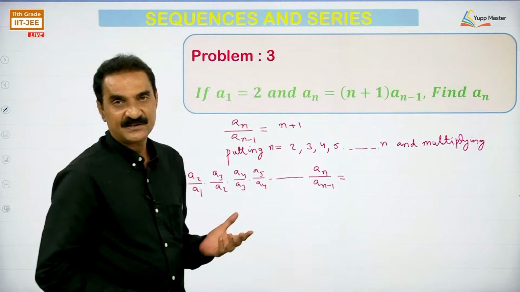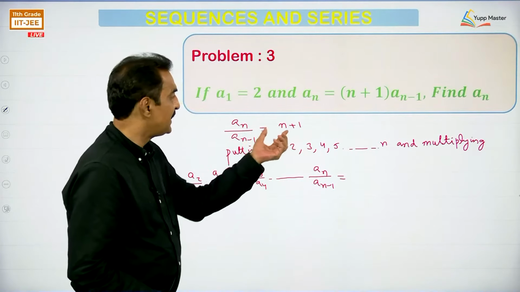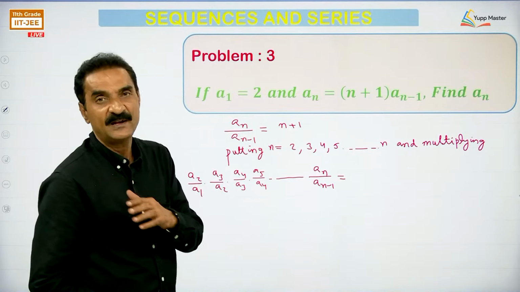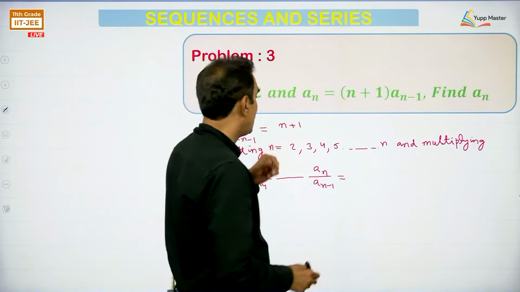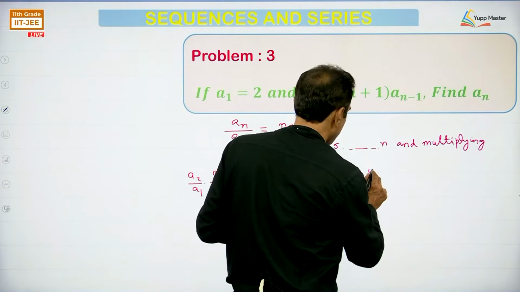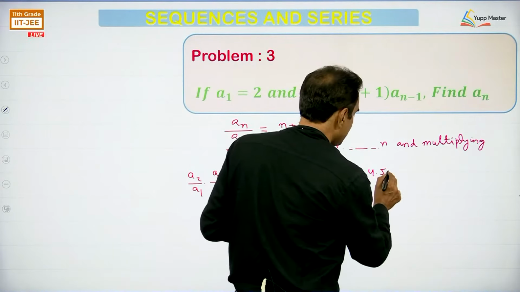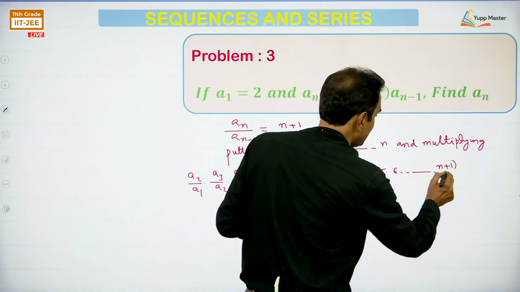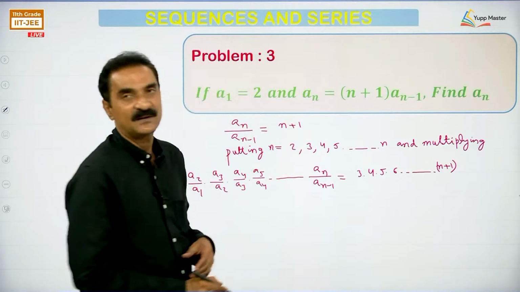This is the LHS. In the same way, in the RHS also we have to put n is equal to 2, 3, 4 and so on till n and multiply. Putting n is equal to 2, you will get 3. Putting n is equal to 3, you will get 4. Next 5, 6 and so on. Putting n is equal to n, you will get the last factor as n plus 1. Alright.